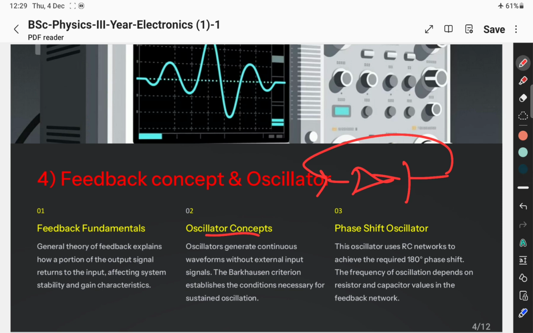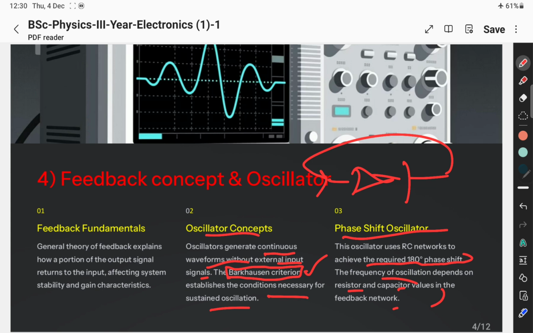Oscillators are devices that generate continuous waveforms without external input signals. Here we'll also learn the Barkhausen criteria, a golden rule for oscillators, the necessary condition for sustained oscillations. Then we'll learn about the phase shift oscillator, how it uses RC networks to achieve a 180-degree phase shift, and how the frequency of oscillation depends on the resistor and capacitor values in the feedback networks. All these are in feedback concepts and oscillators.